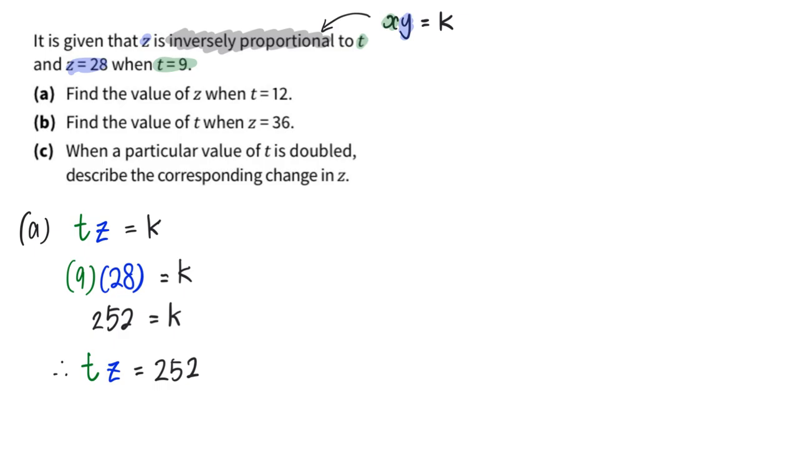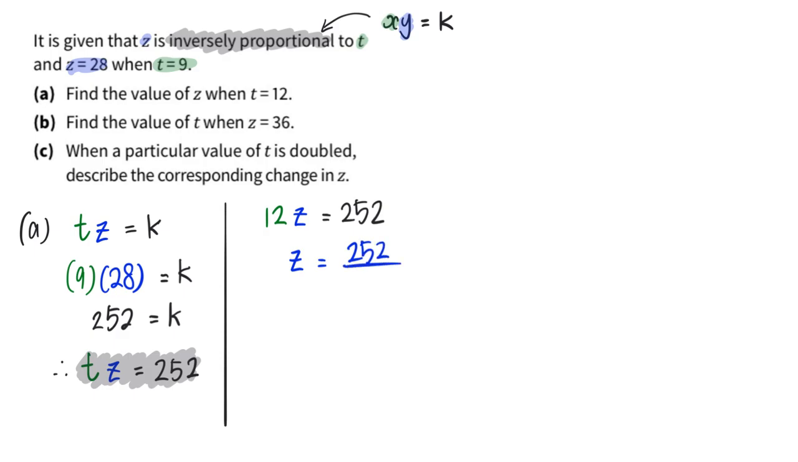Because this equation will help us to find part A, part B, and part C. So let's continue with part A. Now that we have this equation connecting T and Z, find the value of Z when T equals 12. That means T is 12, Z, and this will be equal to 252. So I will be able to find my Z. I just have to do 252 divided by 12, and that will give me a value of 21.